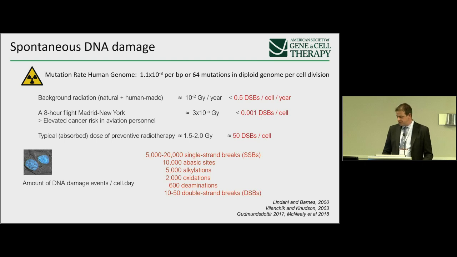So apart from these outside sources, we also have natural organic sources through cell divisions and so on. We have up to 20,000 single-strand breaks per day per cell. We have all these different chemical modifications, abasic sites, alkylations, oxidations, and deaminations, and some of them lead down the road to about 10 to 50 double-strand breaks per cell. And the bottom line is our cells have evolved to deal with all kinds of damage, including the damage you're going to throw at them with genome editing.